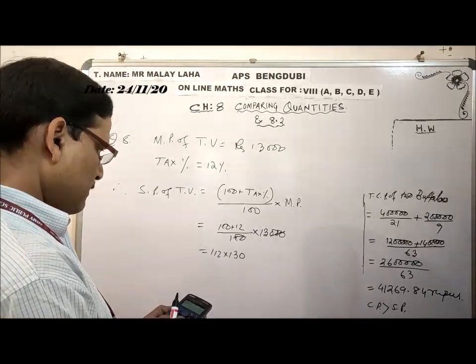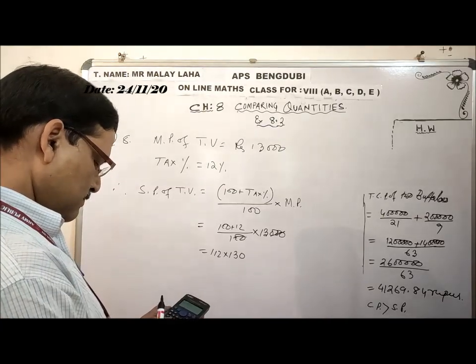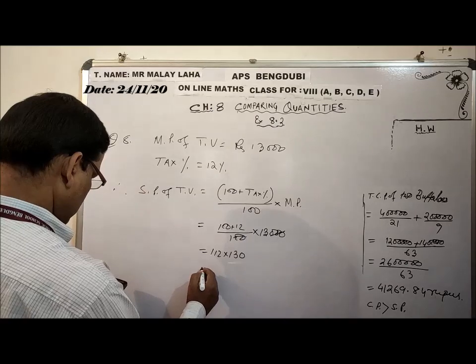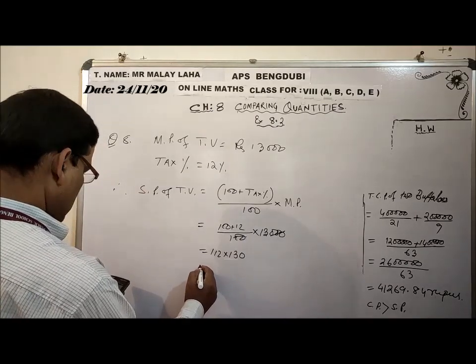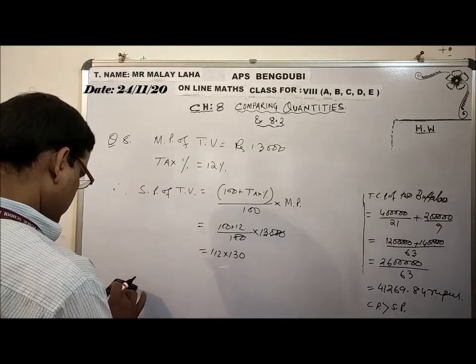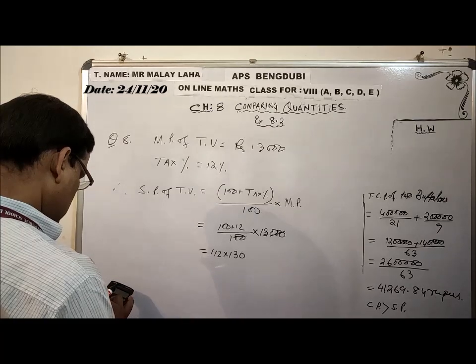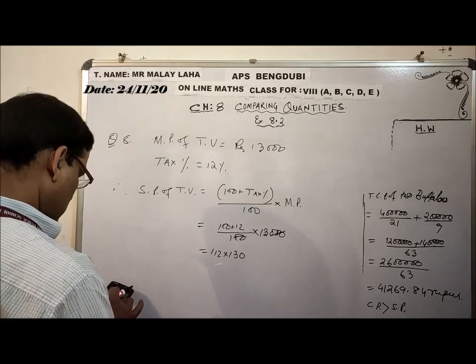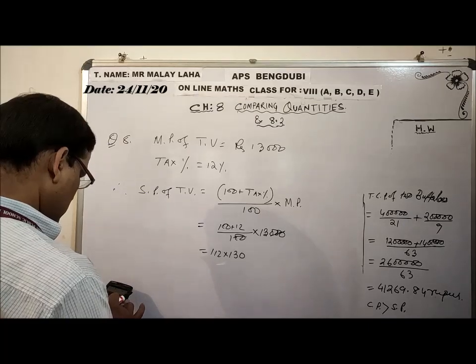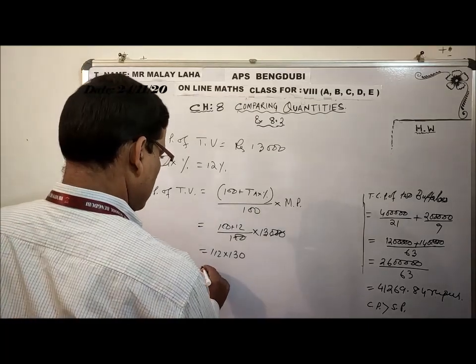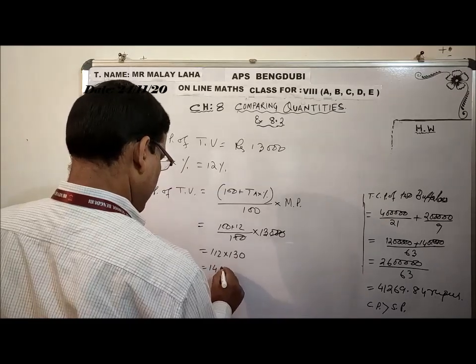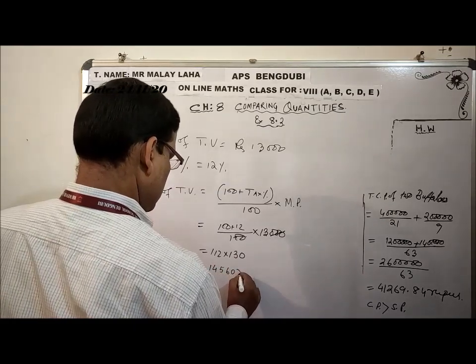112 into 130 is equal to how much? 112 into 130 equals 14,560 rupees.